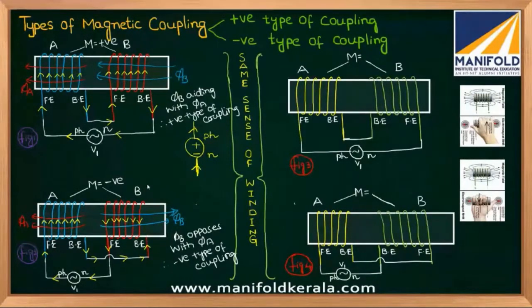Now, my conclusion. Let me conclude, guys. Compare figure number 1 and figure number 2. Please try to see this flower bracket. Figure number 1 and figure number 2 have the same sense of winding or a different sense of winding? Same, very good. Though the sense of winding is the same, has the type of coupling changed or not changed? See, in figure number 1, it is positive type of coupling.